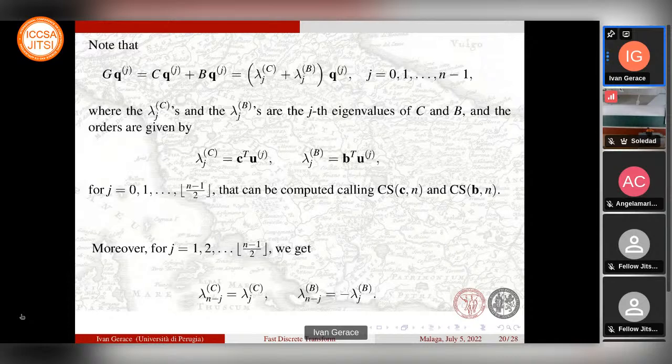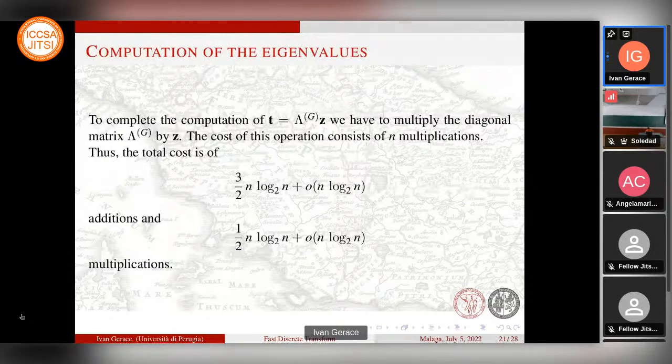Sn with the argument c, Gs with the argument c, and Gs with the argument b. For the other values, we just have to remember that the eigenvalues of c are symmetric and the eigenvalues of b are asymmetric. So the cost of the other operations is linear, and the total cost of the multiplication of lambda times zeta is given by this addition and this multiplication.